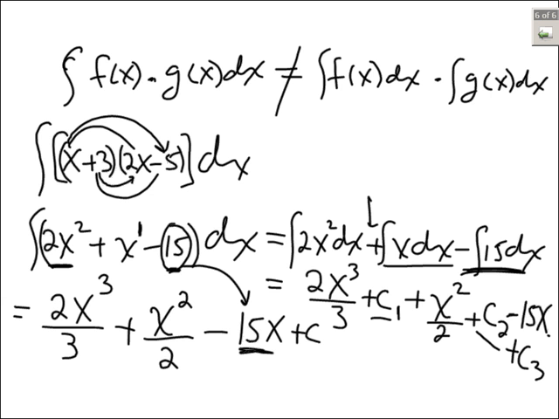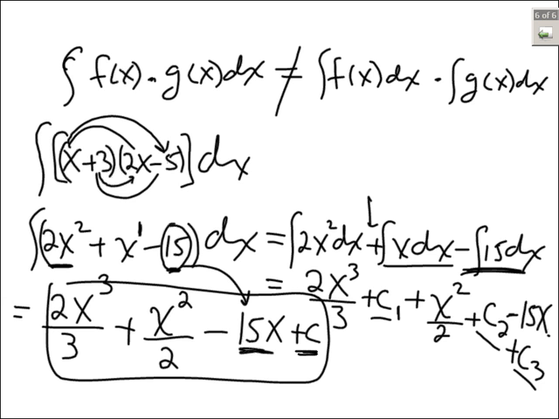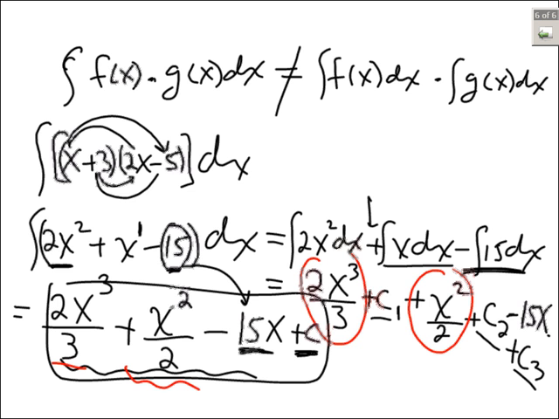c1 plus c2 plus c3, I'm just calling it one constant, c. And notice that this is exactly what I got. To the right here, I got 2x cubed over 3, plus x squared over 2, minus 15x, plus c1 plus c2 plus c3, which I'm calling plus c.